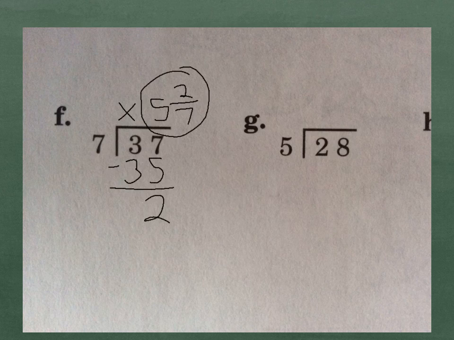G. 5 goes into 28 5 times. 5 times 5 is 25. Subtract, you get 3. So it's 5 and 3/5.